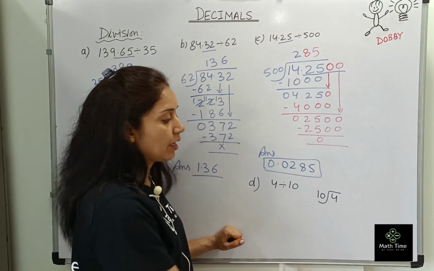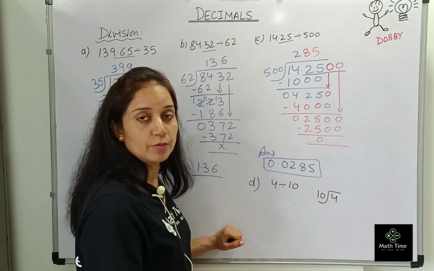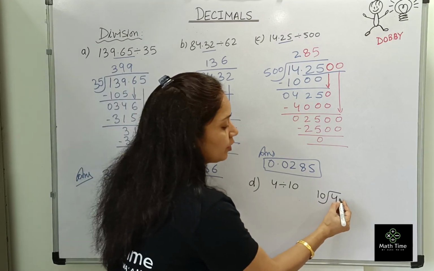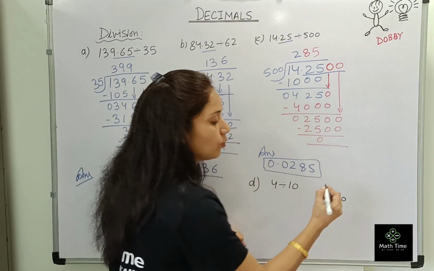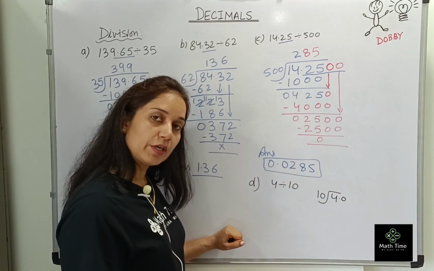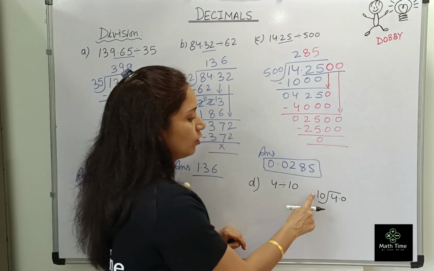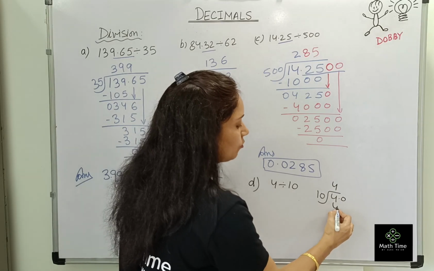4 divided by 10. Now in table of 10, 4 is not coming. So what to do? Use the concept of equivalent decimal. 4 can be written as 4.0. Okay, 4 can be written as 4.0. Now easily you can divide. 10 4s are 40.